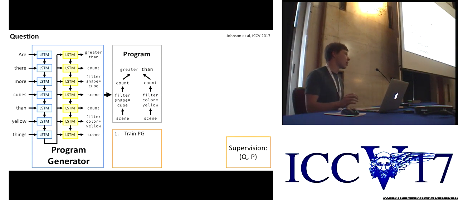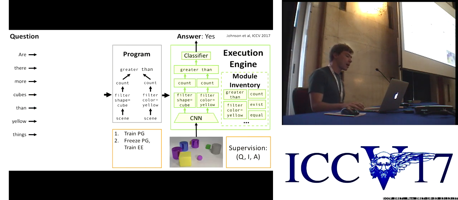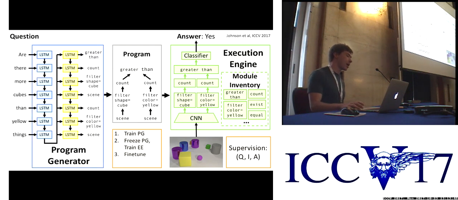First, we train the program generator in a supervised regime because it's just a sequence-to-sequence model. Here we can train on question-program pairs from the CLEVR dataset. Next, in the second stage, we freeze the program generator and train the execution engine using questions, predicted programs, images, and answers. And then in the final stage, we can use joint fine-tuning to jointly update both parts of the model.